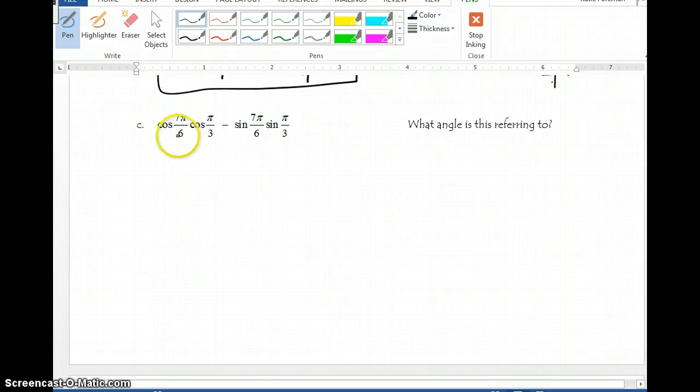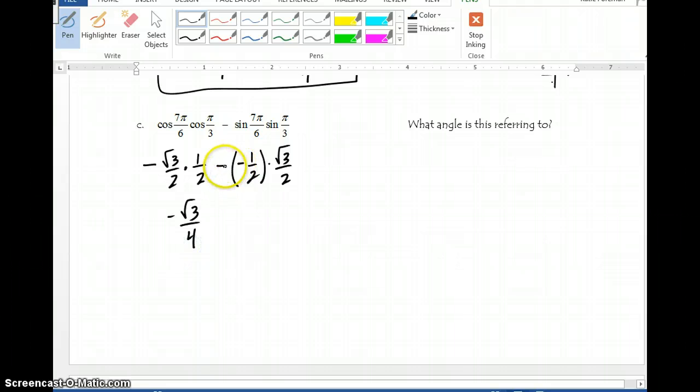Alright, cosine of 7 pi over 6, it's in the third quadrant, so the cosine has a negative value. Reference angle of pi over 6, so negative square root of 3 over 2, times 1/2 cosine of pi over 3, minus sine in the third quadrant is negative as well, negative 1/2 times positive square root of 3 over 2. Top times top, bottom times bottom. Over here, when we multiply the two negatives, it becomes a plus square root of 3 over 4. These are opposites of each other, so our answer would simplify to 0.